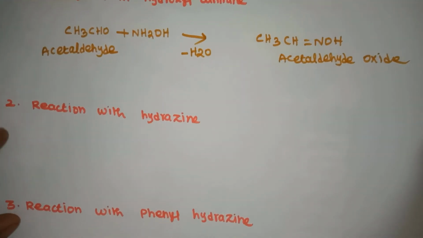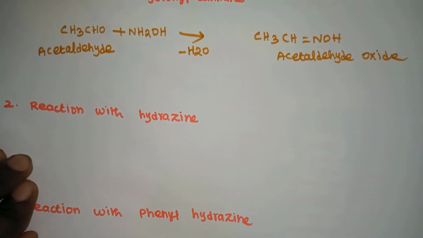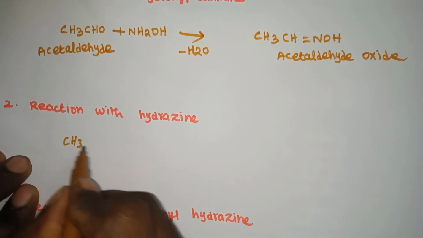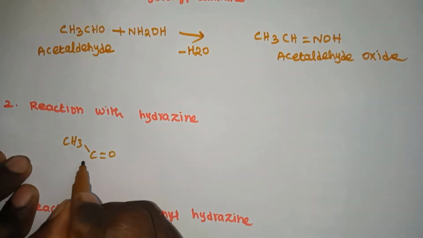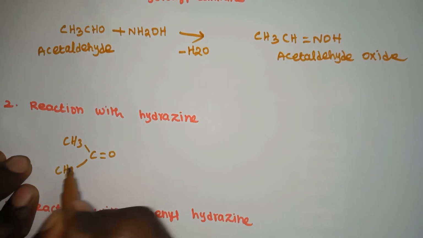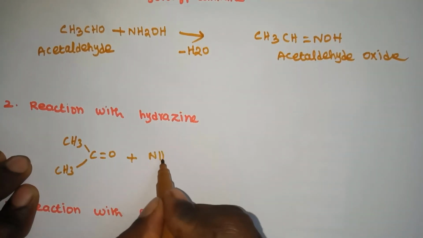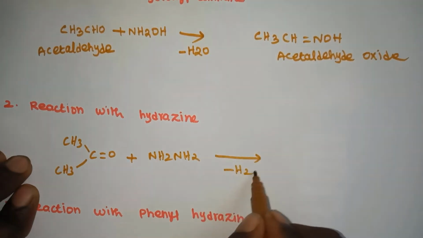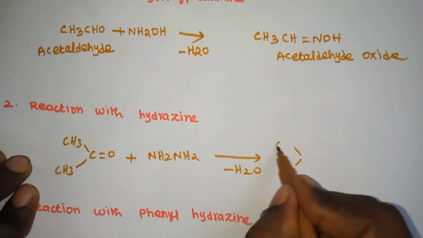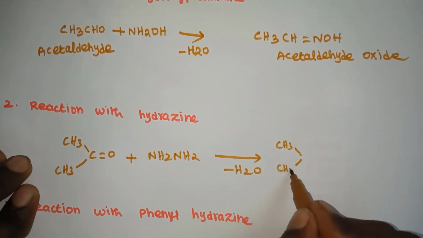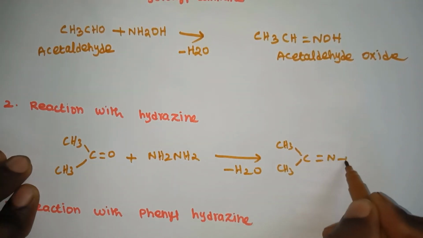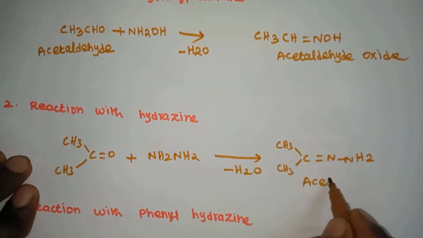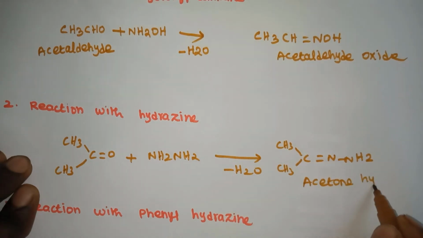Second, reaction with hydrazine. An aldehyde or ketone reacts with hydrazine to form a hydrazone. One example, acetone, CH3 C double bond O CH3. This is also acetone. It reacts with hydrazine NH2NH2, and a water molecule is eliminated from the reactants to form a hydrazone. CH3 CH3 C double bond N NH2. Name of this compound is acetone hydrazone.